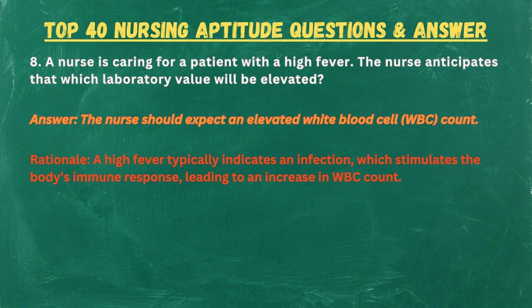8. A nurse is caring for a patient with a high fever. The nurse anticipates that which laboratory value will be elevated? Answer. The nurse should expect an elevated white blood cell (WBC) count. Rationale. A high fever typically indicates an infection, which stimulates the body's immune response, leading to an increase in WBC count.